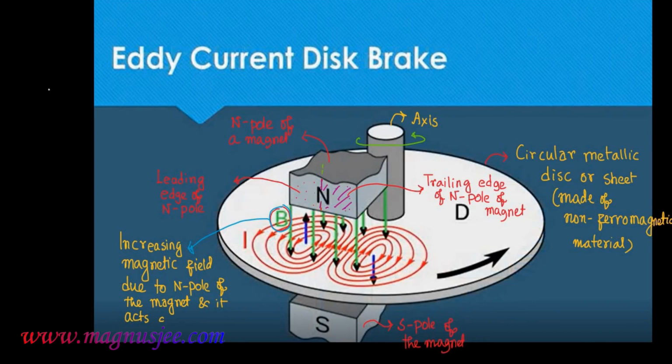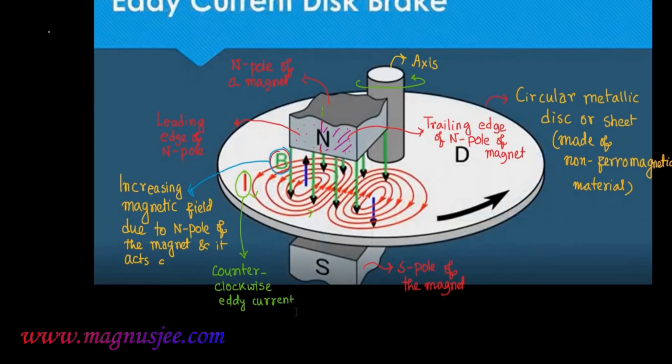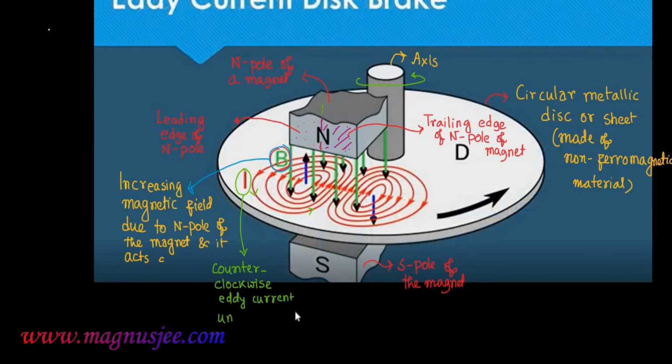In this case, an eddy current will flow counterclockwise due to this increasing magnetic field. This is I, the eddy current which will be flowing through the circular metallic disc under the leading edge of the North Pole counterclockwise. So eddy current flows counterclockwise under the leading edge of the North Pole.